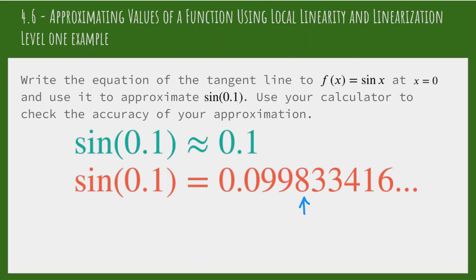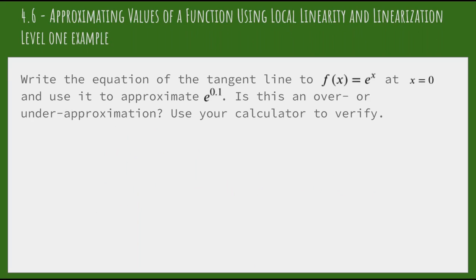It's only off by about 2/10,000ths. So for practical purposes, if we're going to build something, if we're engineering something, this is probably going to be a good enough approximation if we need to know what the sine of 0.1 is. Next question is really similar, except just a different function.